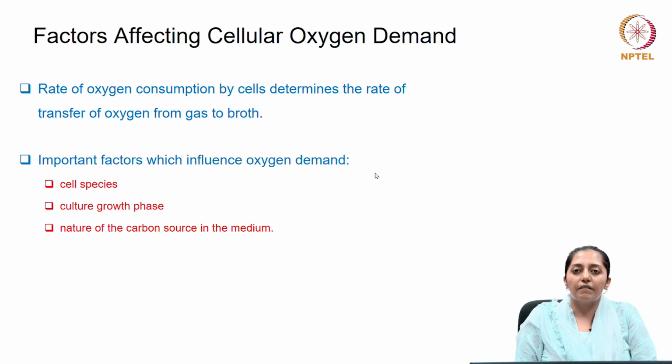Now the factors which can affect oxygen demand, which is the oxygen uptake rate, involve the type of cell species with which we are working, then the growth of the culture, whether it is in active growth phase or resting cells. Accordingly the oxygen demand also changes. Then the nature of carbon source in the medium: for example if it is an easily metabolizable sugar like glucose, then the oxygen uptake rates, or the oxygen demand, are higher. With a complex sugar, the uptake rate is slow.